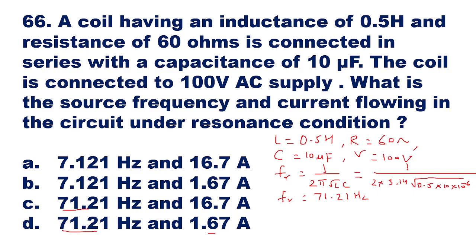We'll just go on to find out what is the current in the circuit. To find the current in the circuit at resonance, you can see that the current is equal to V upon R. So V was nothing but 100 volt, upon R, which is 60 ohms. So V upon R we will get 10 upon 6, and 10 upon 6 is nothing but 1.67 amperes.